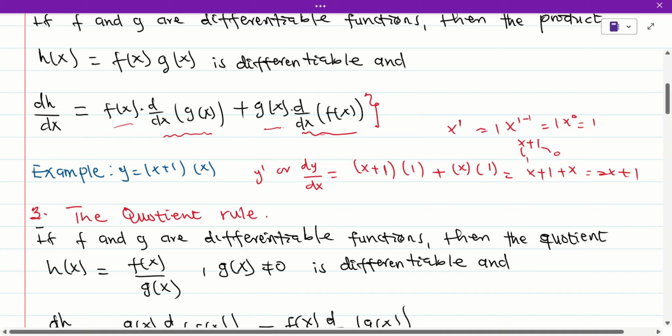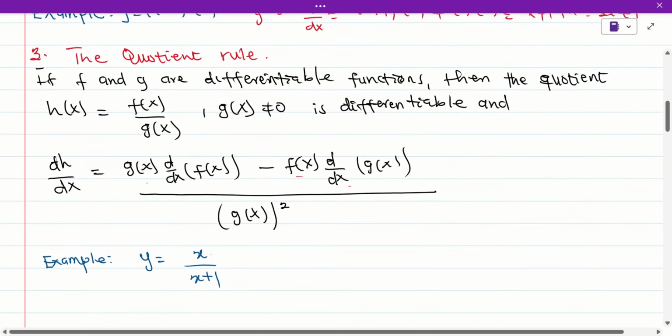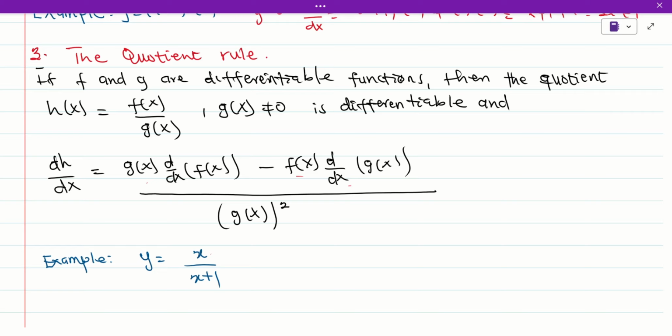And the quotient rule says that if f and g are differentiable functions, then the quotient h of x, which is equal to f of x over g of x, where g of x is not equal to 0, is differentiable. And here, when we differentiate our h of x, we are going to get g of x multiplying the derivative of f of x, minus f of x multiplying the derivative of what? g of x, all over g of x all squared.